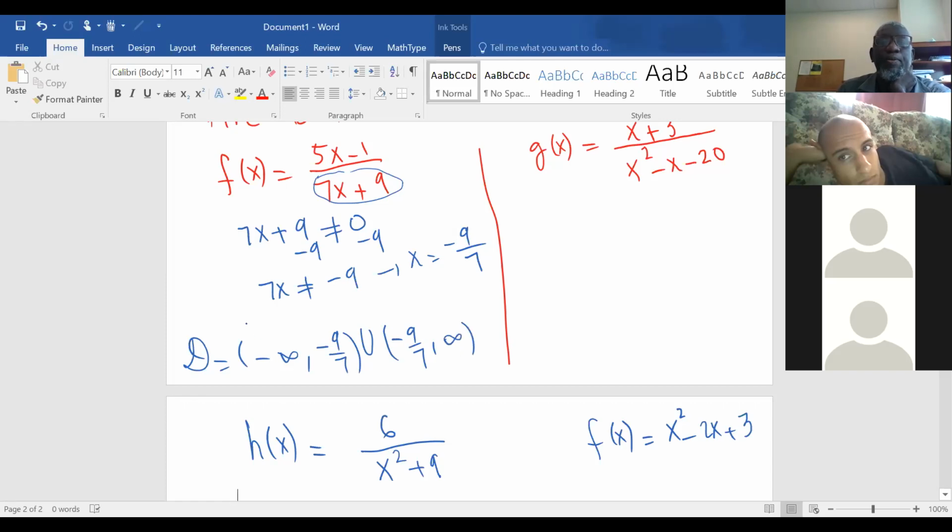You see, everybody, this is a number line, with negative infinity and positive infinity here. So we get negative 9 over 7 right here, and we get this piece, which is negative 9 over 7 to infinity, and this piece, which is negative infinity to negative 9 over 7, right? Thank you very much, Sharif.